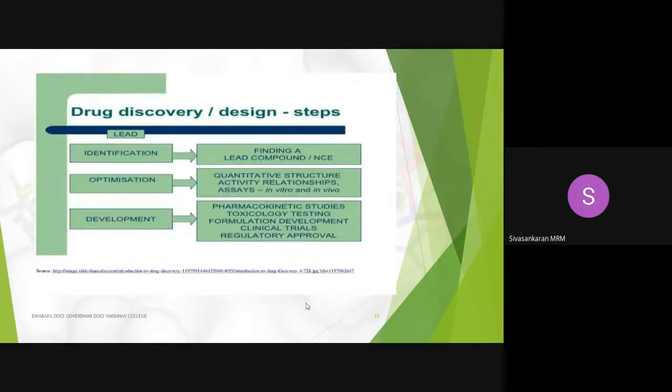So here the drug discovery design leads into three different steps: identification, optimization, and development. We need to find the lead, which is the drug that is going to attach to the particular protein site. Optimization is the quantitative structure activity relationship with the assays, which might be in vivo or in vitro. The development is pharmacokinetic studies, toxicology testing, formulation development, clinical trials, and regulatory approval. So these come under drug discovery.